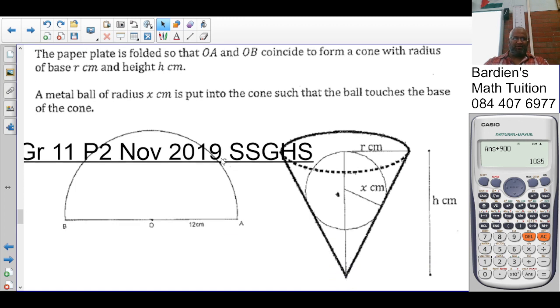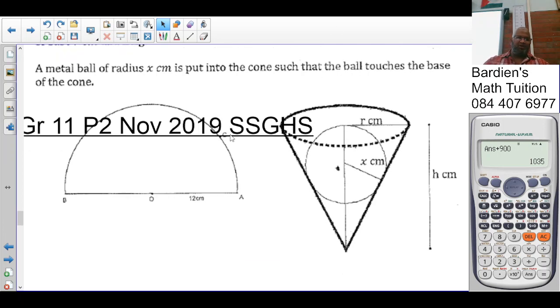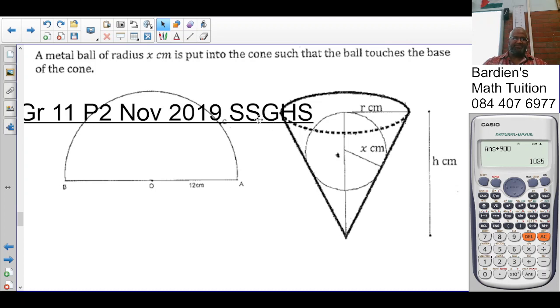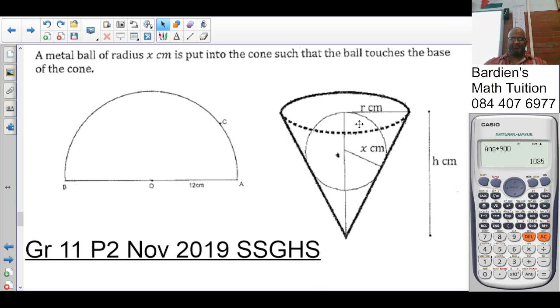Alright, so the radius is 12. The paper plate is folded so that AB, that length AB, and OB coincide. They're next to each other, no? They are right there, against each other, to form a cone with a radius of base R centimeters and a height of H centimeters. A metal ball of a radius of X is put into the cone such that the ball touches the base of the cone, which is the spot.